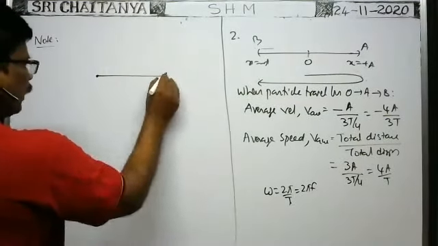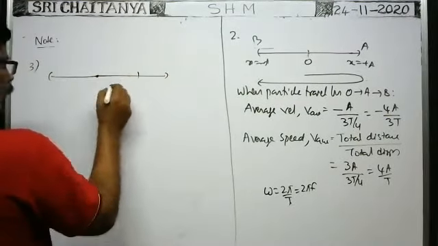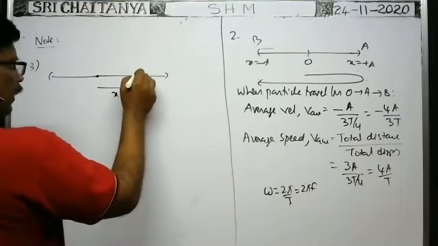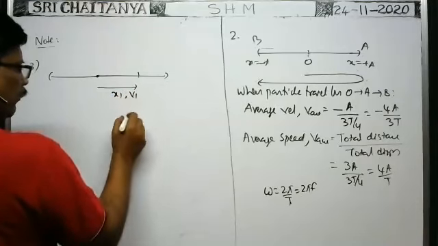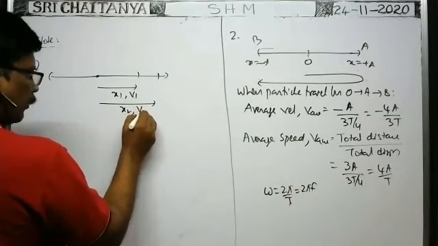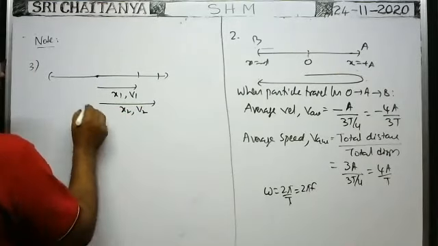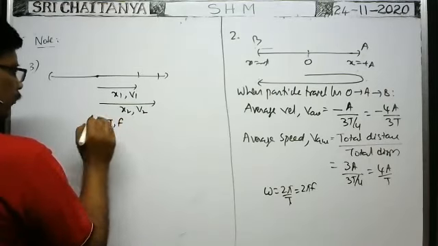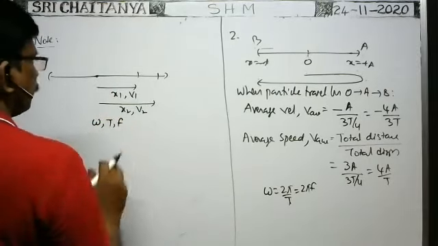So when the particle displaces from the mean position through a distance x1, then the velocity of the particle at this point is say v1. When it displaces through a distance equal to x2, then the velocity of the particle is v2. If the angular frequency of the particle in SHM is omega, time period T, and frequency is f, then what is the relation among them?